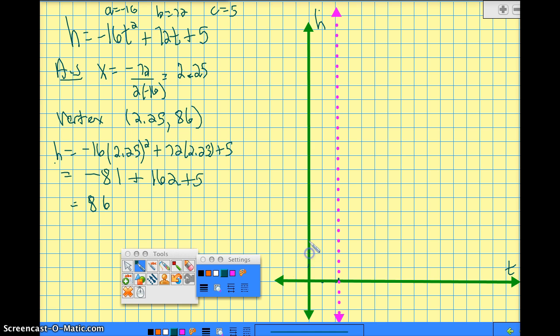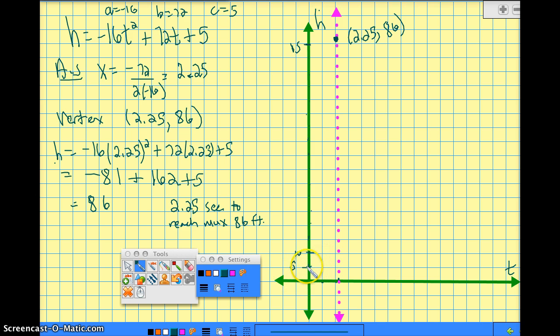So let's see, 5, 10, let's see, if I go by 5s, will I make it? 15, 20, 25, 30, 35, 40, 45, 50, 55, 60, 65, 70, 75, 80, 85 would be right here. So just above that would be my maximum point, my vertex. At 2.25 seconds, it hits 86 feet. So we now know it takes 2.25 seconds to reach a max of 86 feet in the air.